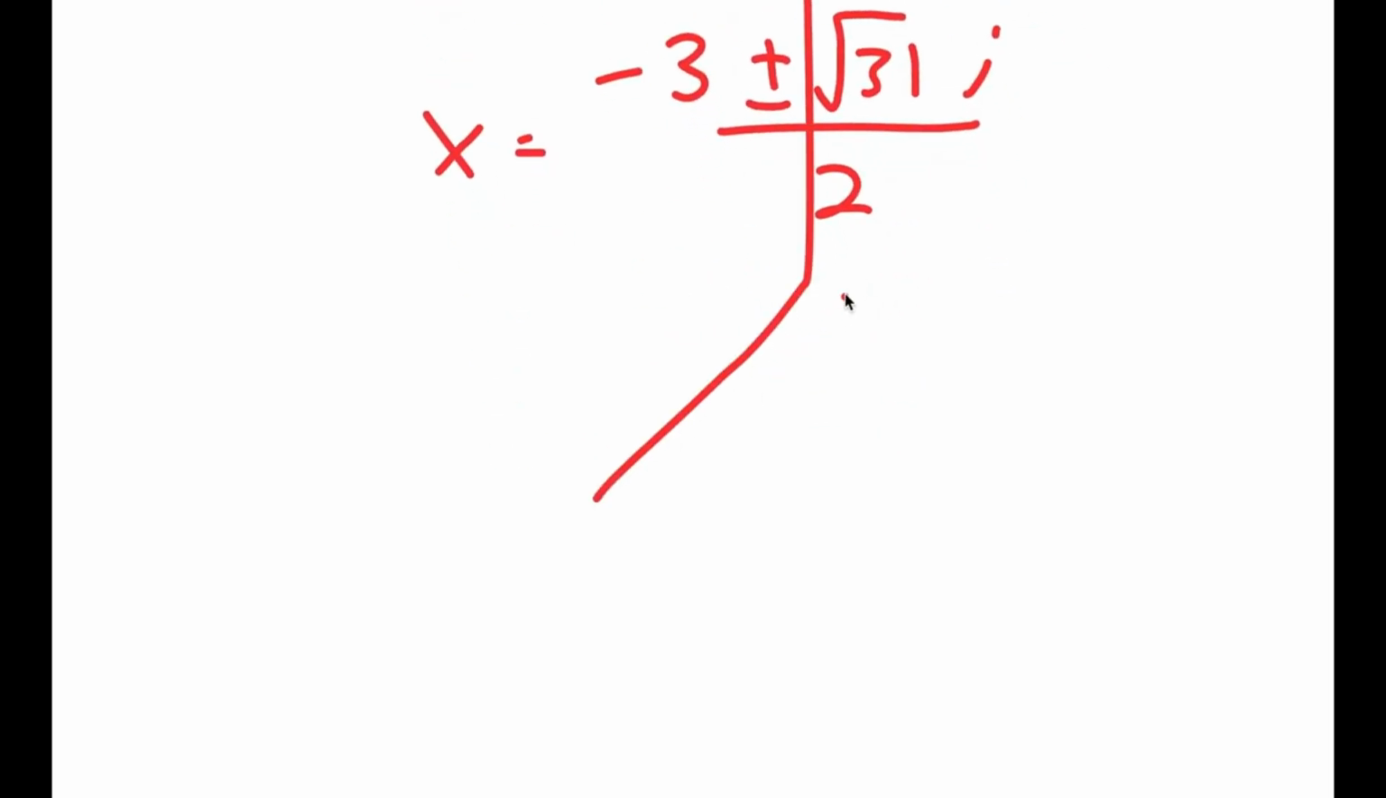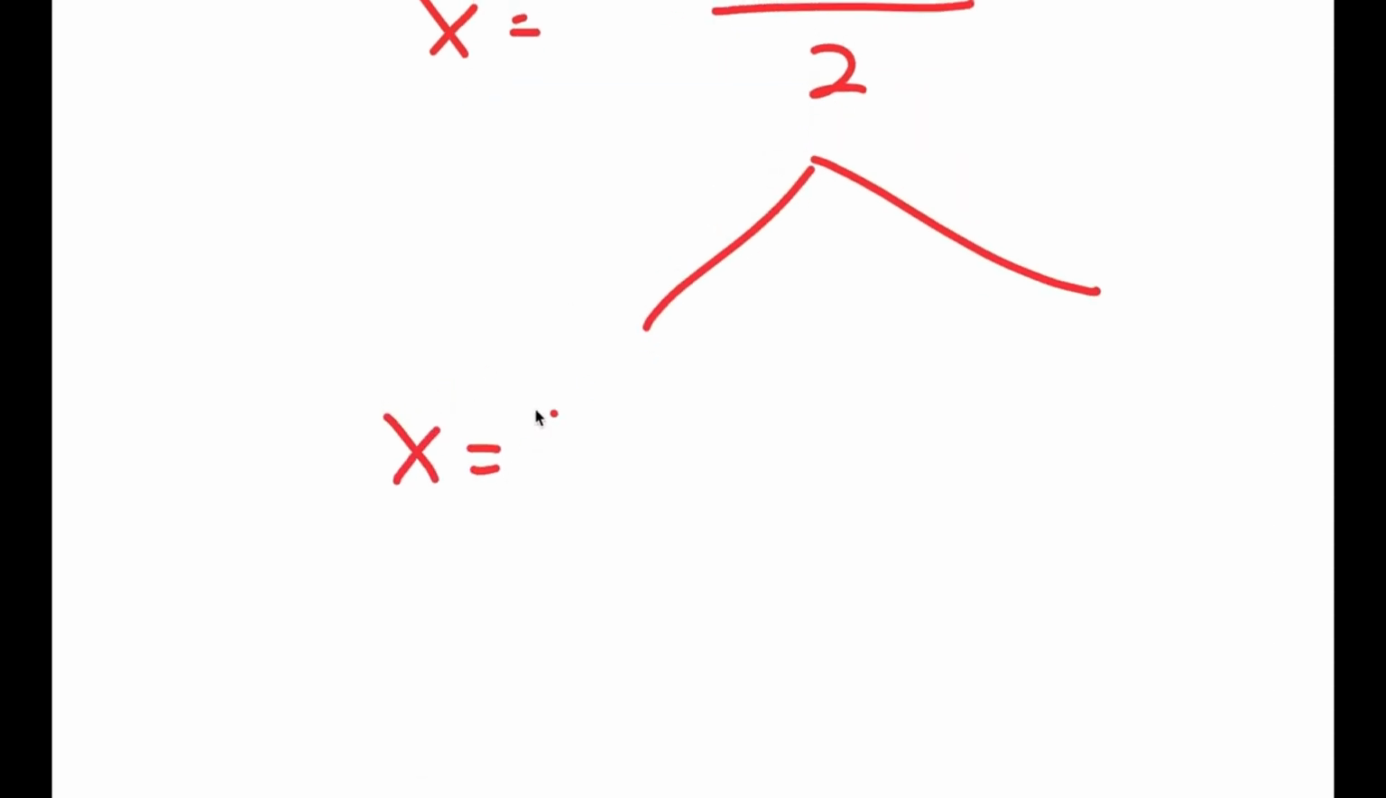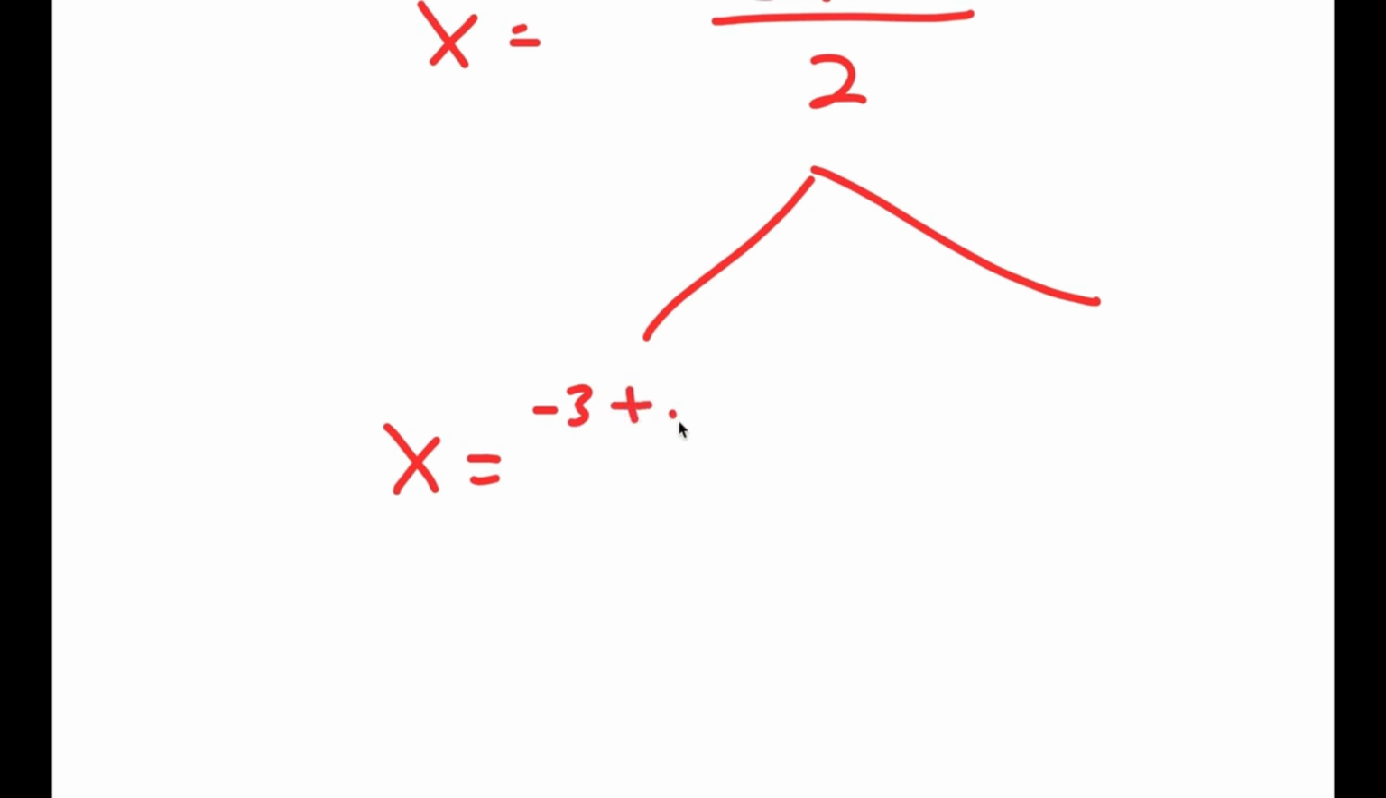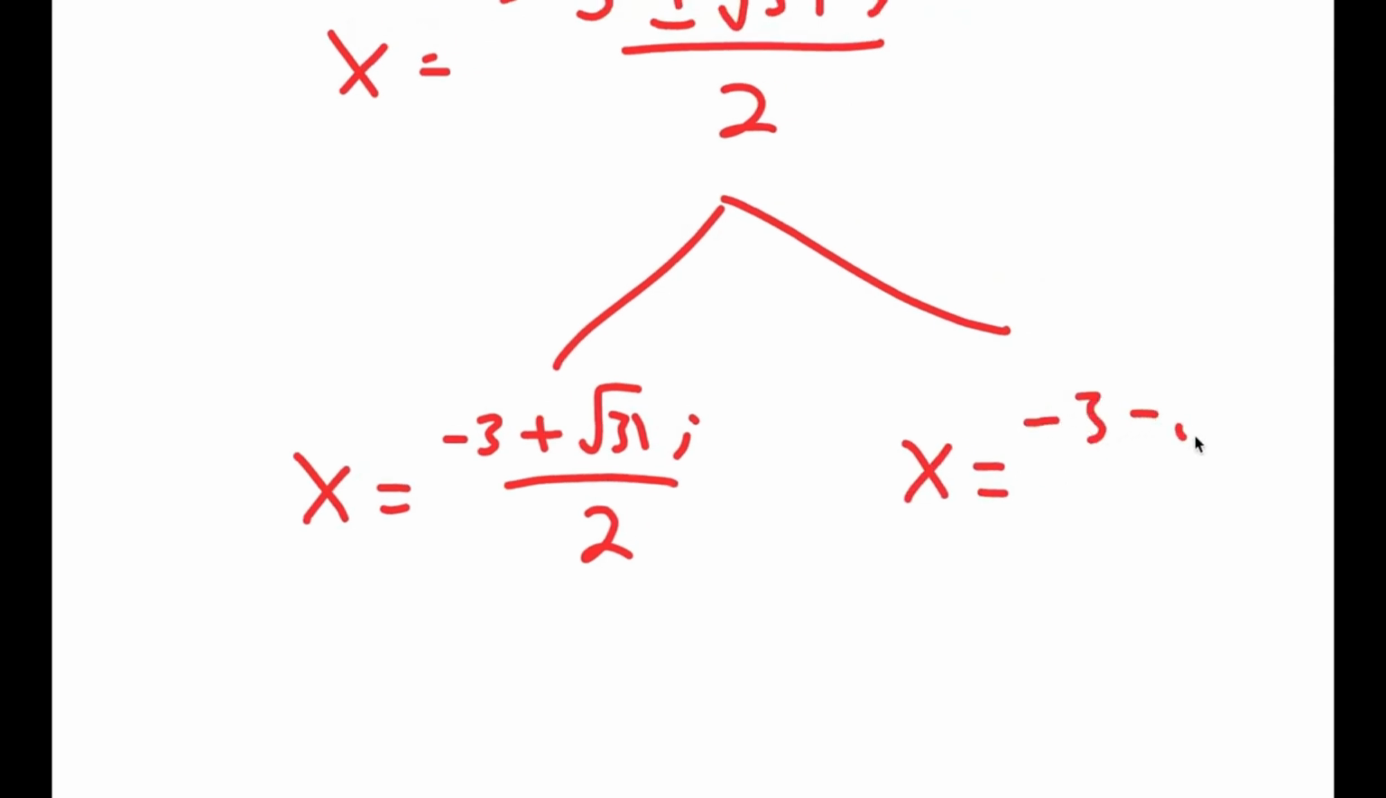And this is actually two solutions. x is equal to negative 3 plus the square root of 31i over 2, and x is equal to negative 3 minus the square root of 31i over 2.